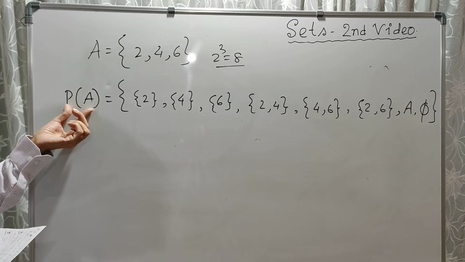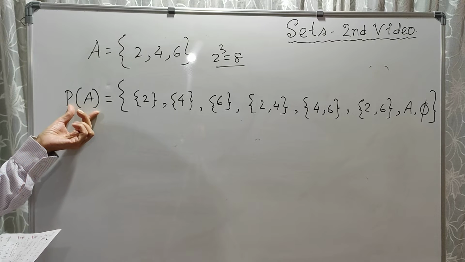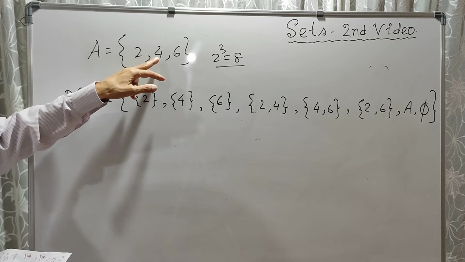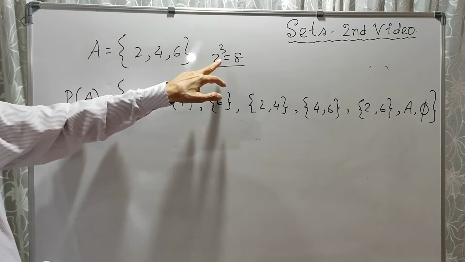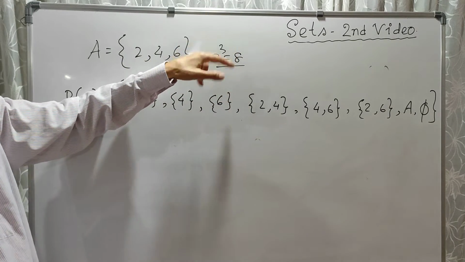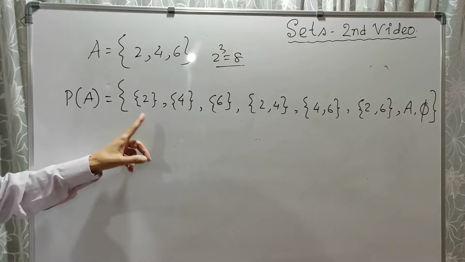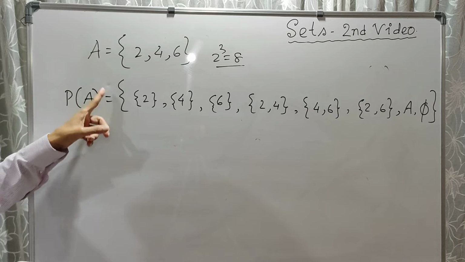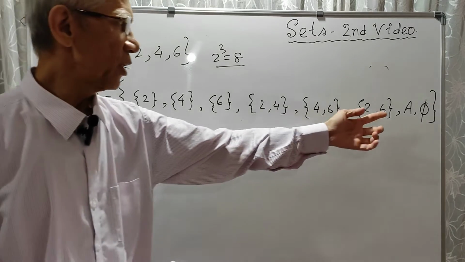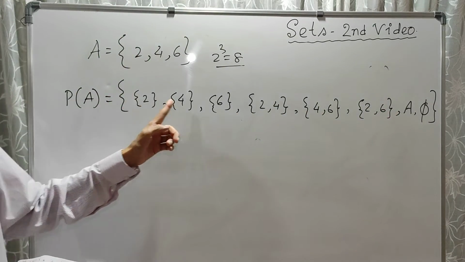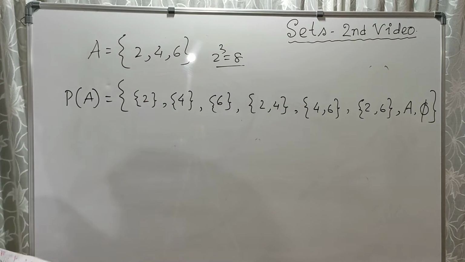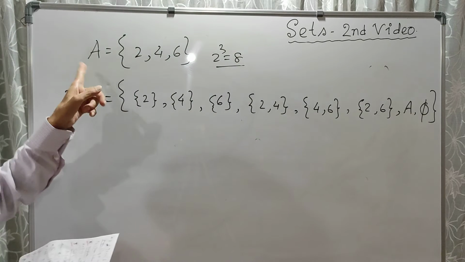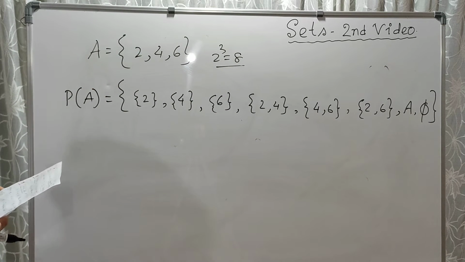Therefore, the power set of A is a set of sets. Set of what sets? Set of all the subsets of A. Since there are 3 elements, there will be how many subsets? 2 to the power 3, that formula 2 to the power n. There will be 8 subsets, and these are the 8 subsets of set A. Therefore, the power set of A will be this large set which contains all the subsets as elements. Here each subset is an element, so there are 8 elements. So this is called the power set. All right.